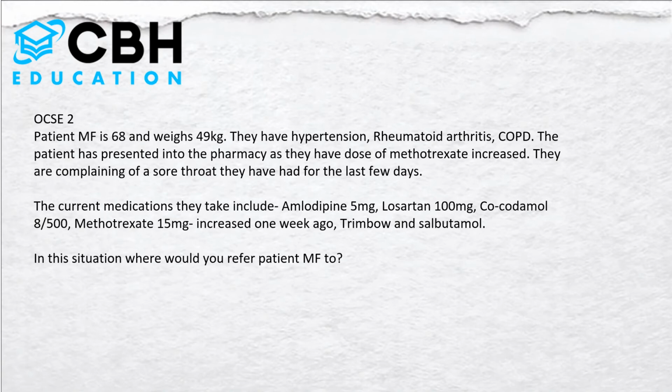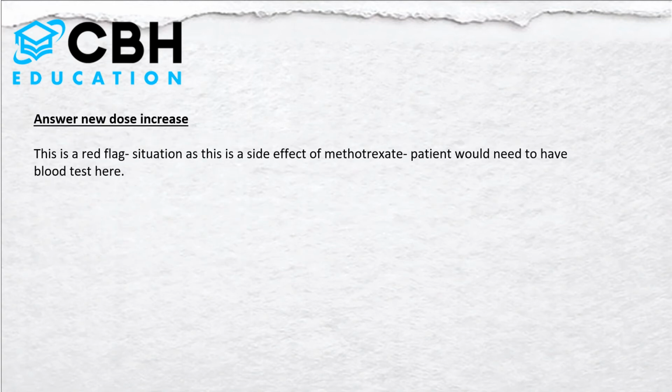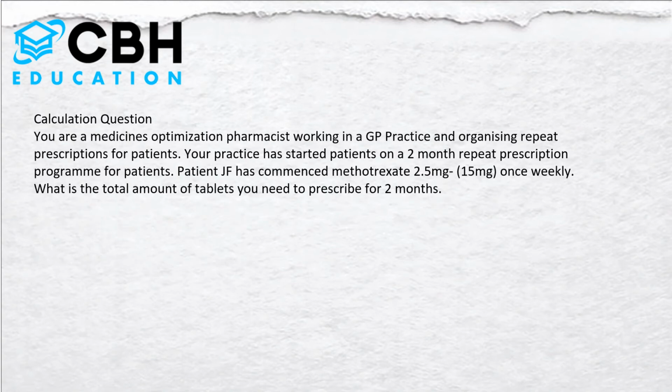Next scenario you get presented with calculation questions. So typical questions would be your medicines optimization pharmacist in a GP practice, organizing repeat prescriptions for patients. Your practice has started a 2-month repeat prescription program for patients. In some areas, it's 3 months. Patient GF has commenced methotrexate 2.5 milligram tablets, 15 milligrams once weekly. What is the total amount of tablets you need to prescribe for 2 months? Simple question. So obviously 6 tablets a week, 24 tablets a month, 48 tablets for 2 months.